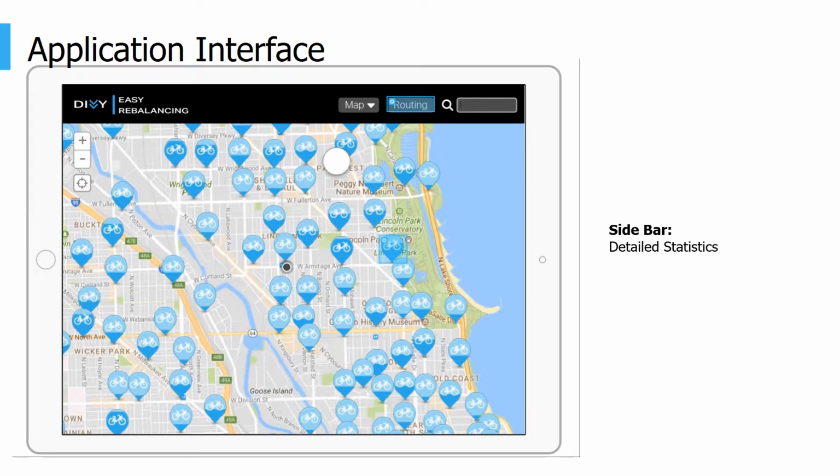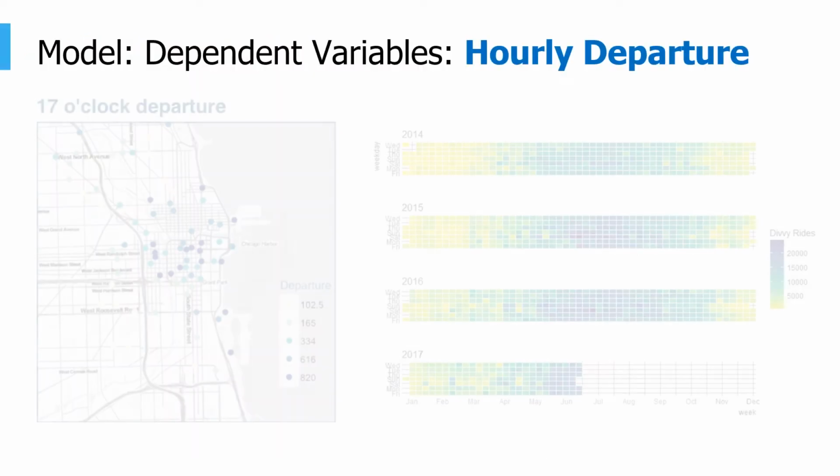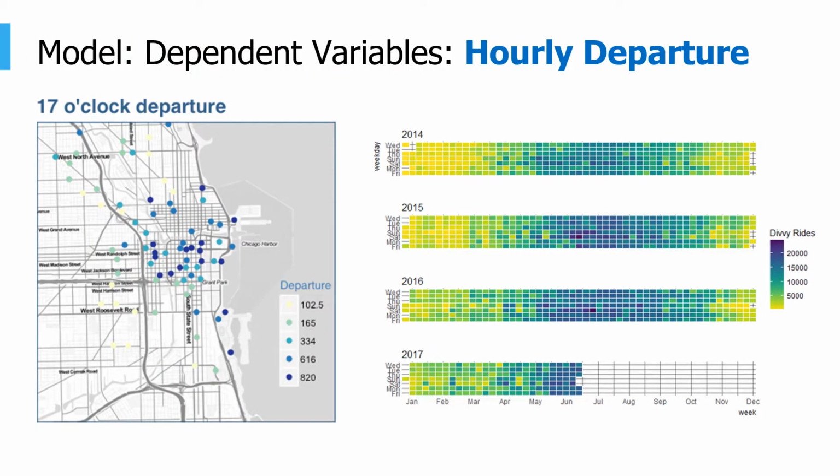Well, this app is supported by two similar models that predict the hourly departures and arrivals of each station, with which next hour bike and dock availability can be calculated. In this demo, we will only go into details about the hourly departure model. It was built on 147 stations near downtown Chicago for the second week of June in 2017.